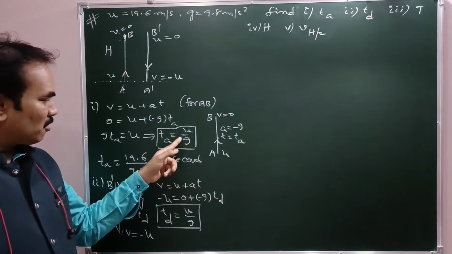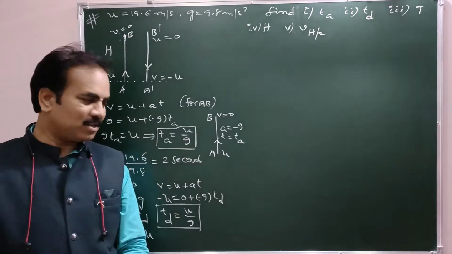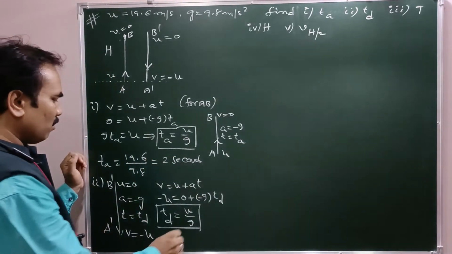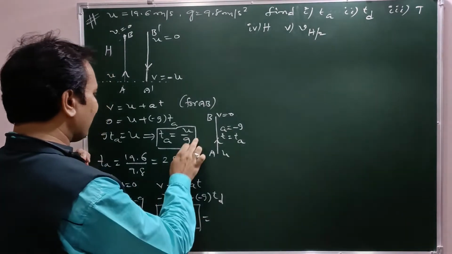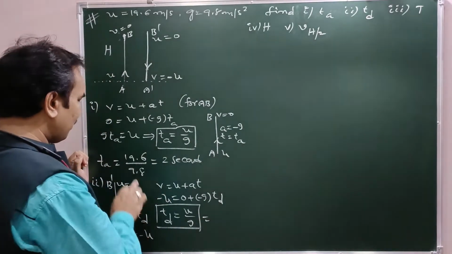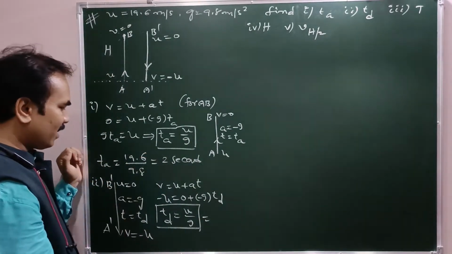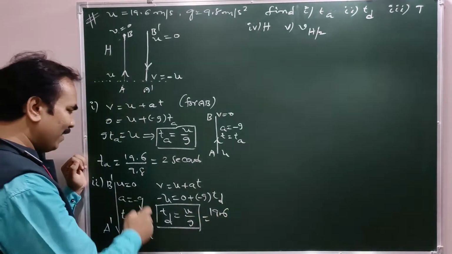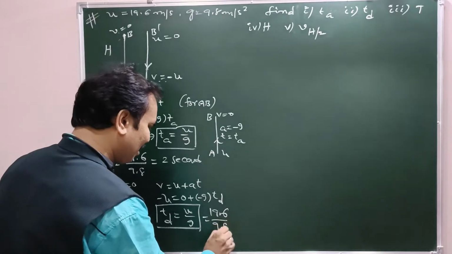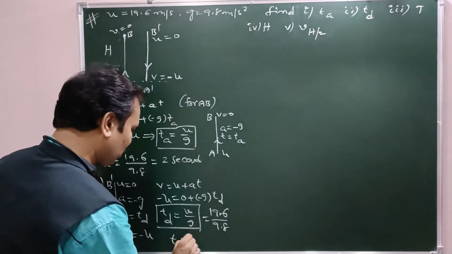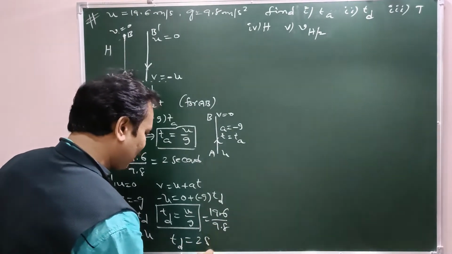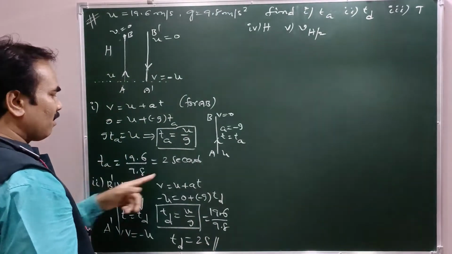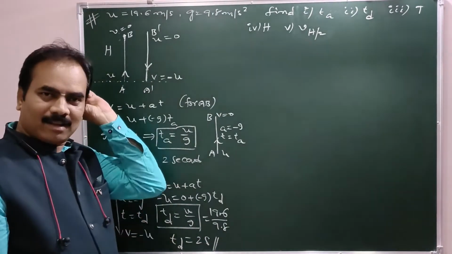Again the same formula. Time of ascent is u by g, and time of descent is also u by g. So that equals u by g again: 19.6, the initial speed, divided by g, which means 9.8. So TD is also 2 seconds. Here also 2 seconds. Okay?